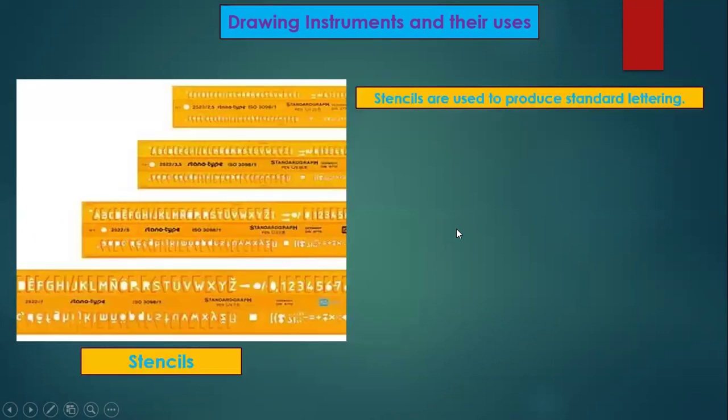So the next drawing instrument that we have is stencils. So stencils are used to produce standard lettering. So when we have to produce standard lettering, we make use of stencils. We have something like this in your mathematical set.